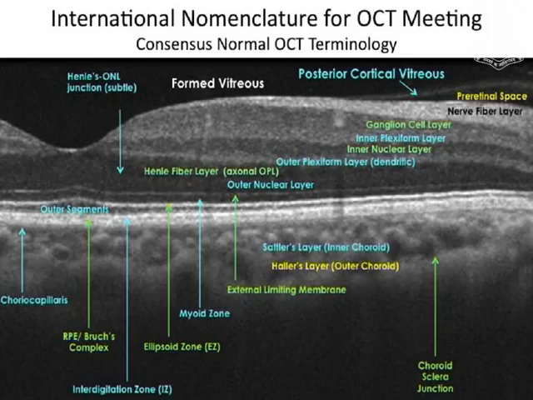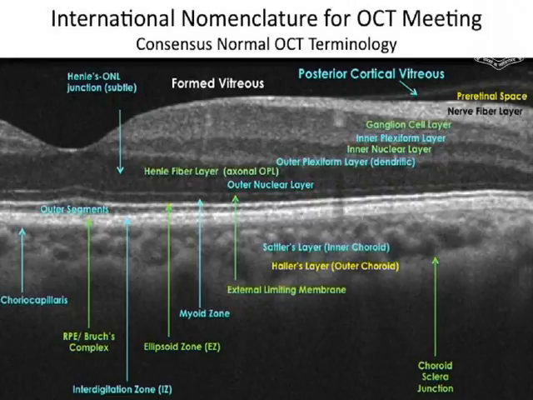This is the international nomenclature from the OCT meeting, which is something which we all should be using to be on the same level. This is the posterior cortical vitreous out here with the pre-retinal space, nerve fiber layer. Then you do have individual layers including the ganglion cell, inner plexiform, inner nuclear, outer plexiform. But by and large, you don't get much information from individual layers if you want to study.